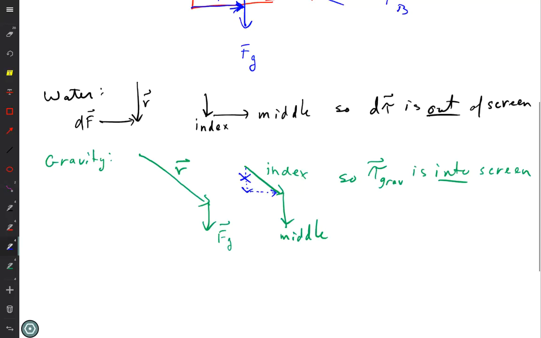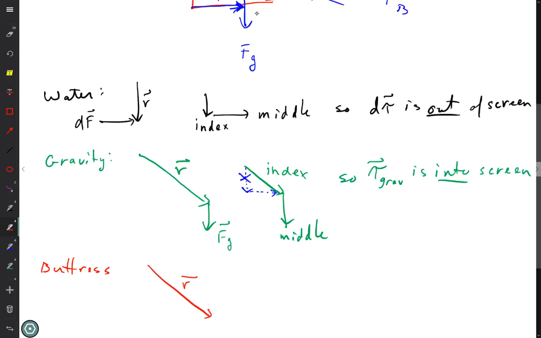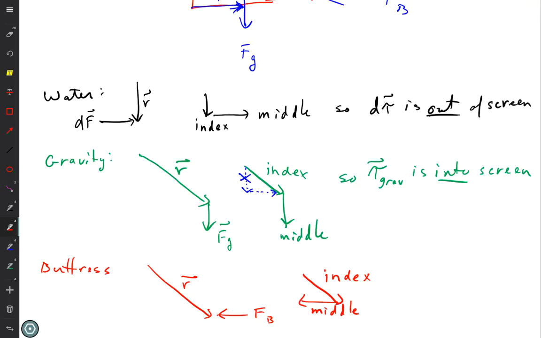Then the third one, the buttress. We have R is again going something like this, but now the force buttress is going that direction. So again, I'll have my index finger like this, my middle finger like that. And so taking the right hand, boom, boom, in.